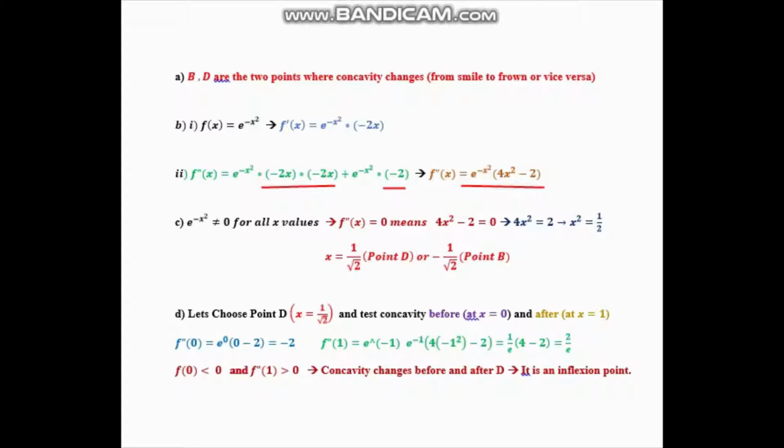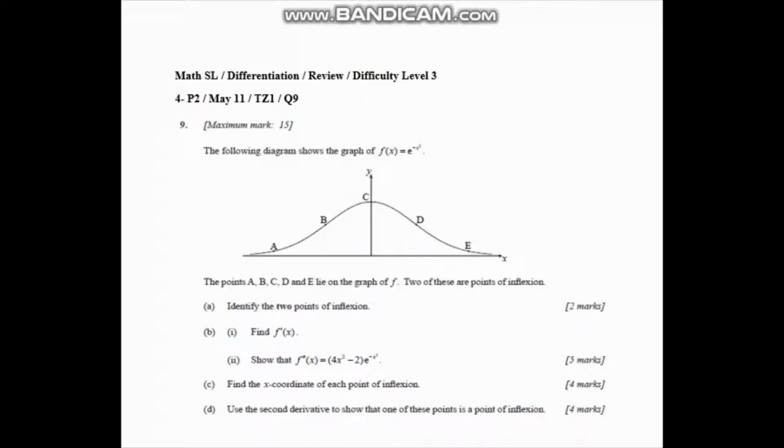So moving on, I am asked in C to find the x coordinate of each point of inflection. And we know that points of inflection are points where f double dash equals 0 and changes sign from positive to negative or otherwise. So for the purpose of C, I need to set f double dash to 0 and find the values of x that satisfy the equation.